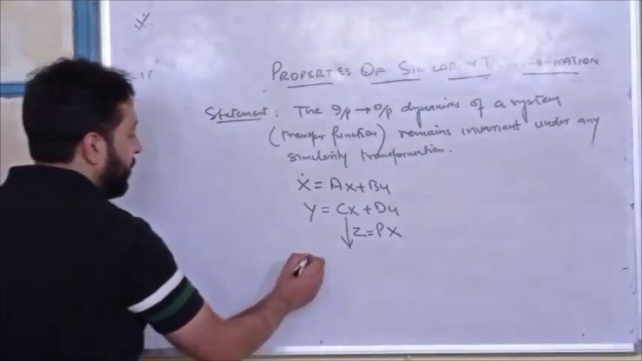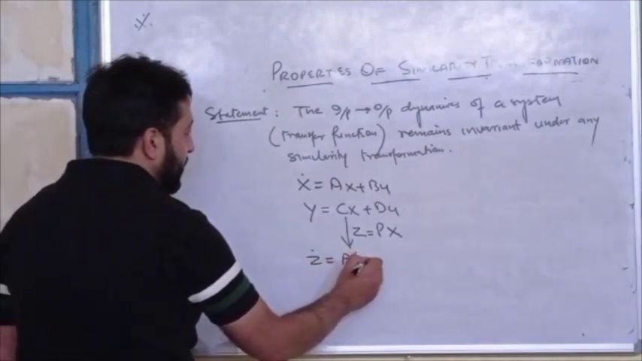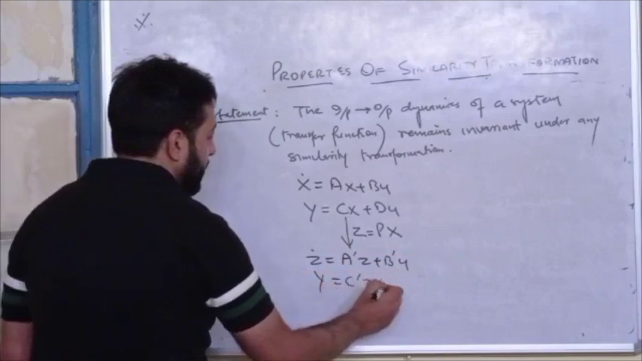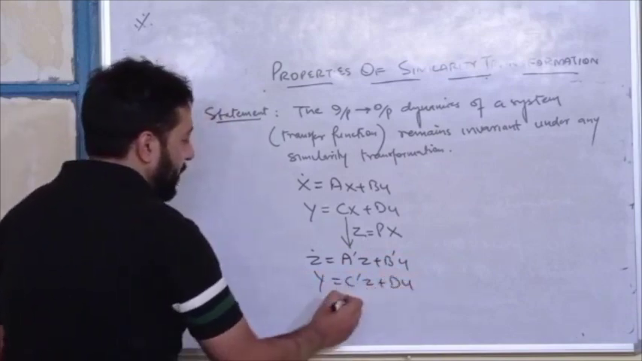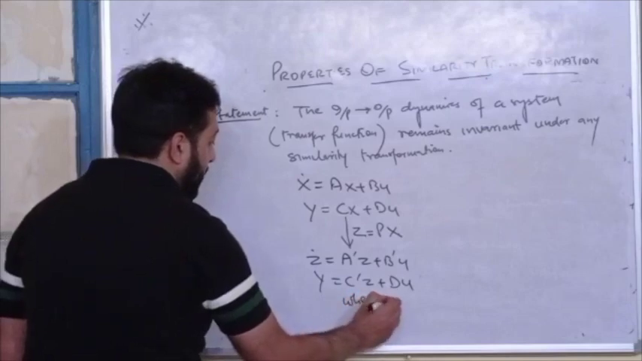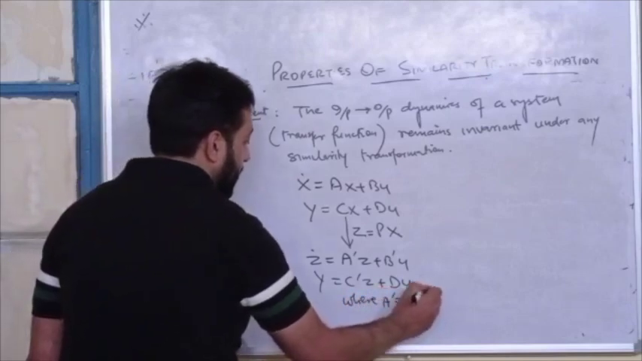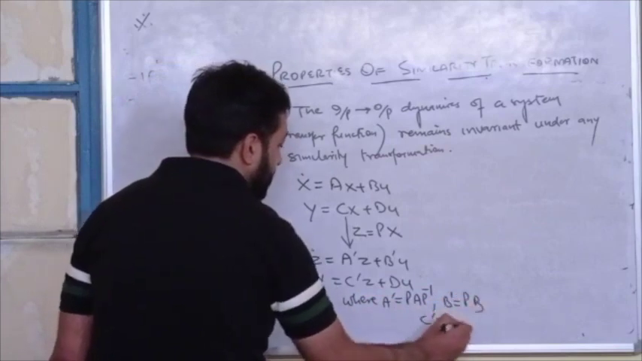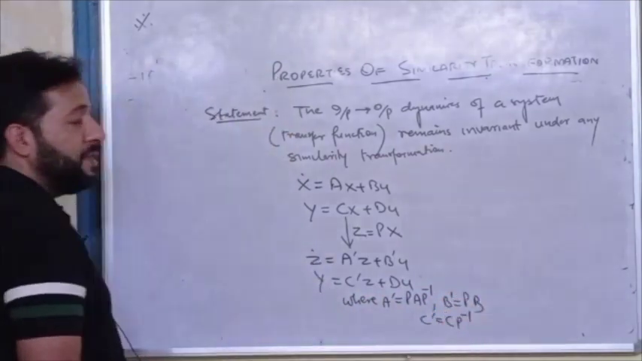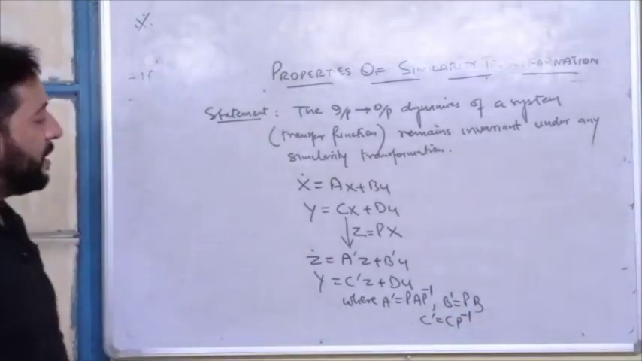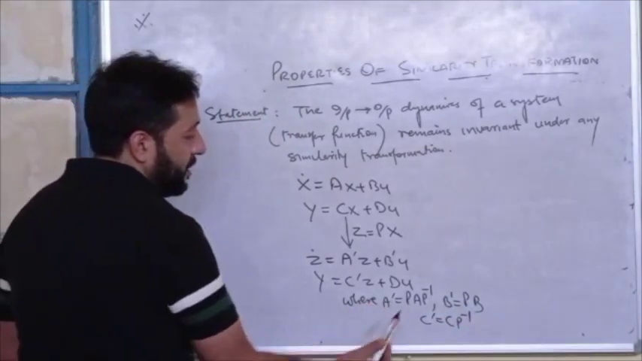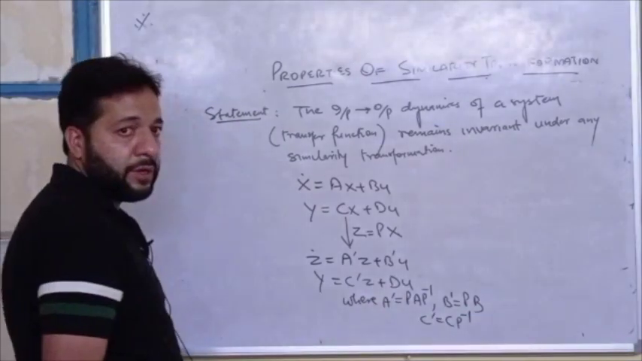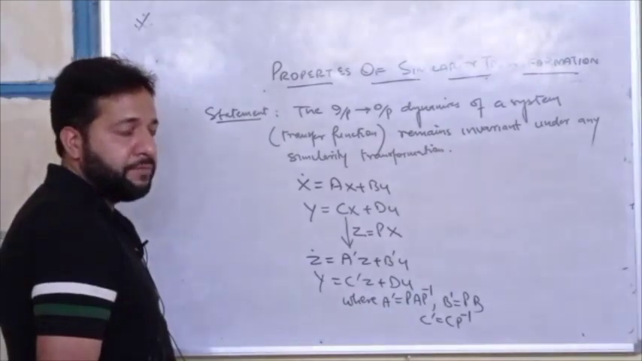So, you get z dot equal to A dash z plus B dash u, y is equal to C dash z plus Du, where A dash is equal to P A P inverse, B dash is equal to P B, and C dash is equal to C P inverse. Previously, jab main similarity transformation define kar raha tha, I told you that time that A dash and A are said to be similar matrices. Uska reason yehi hai, kyunki A dash aur A ke eigenvalues same honge. Meri baat samjhe aap? Okay.